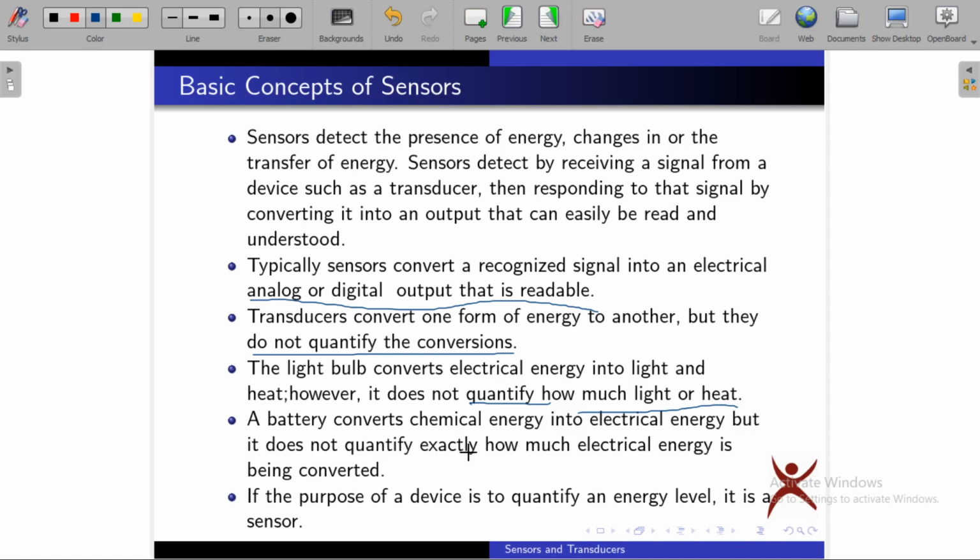So transducers convert one form of energy into another form, but they do not quantify the conversions. If the purpose of a device is to quantify an energy level, it is a sensor. Transducers do not quantify the conversions, but a sensor does.